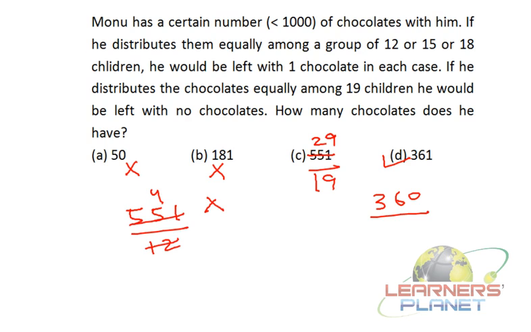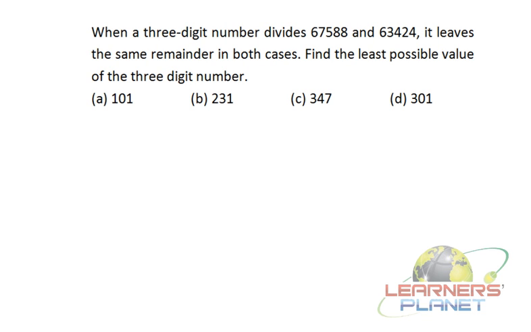Now let's see this question. When a three-digit number divides 67588 and 63424, it leaves the same remainder in both cases. Find the least possible value of the three-digit number.